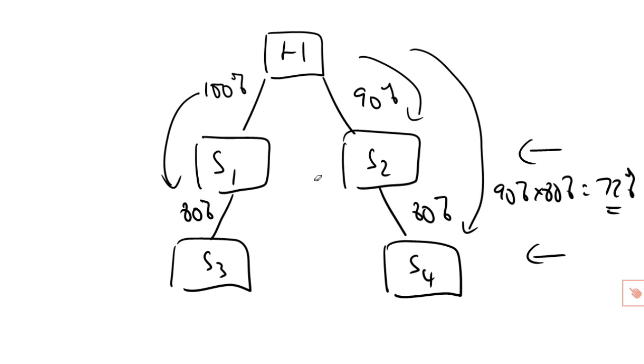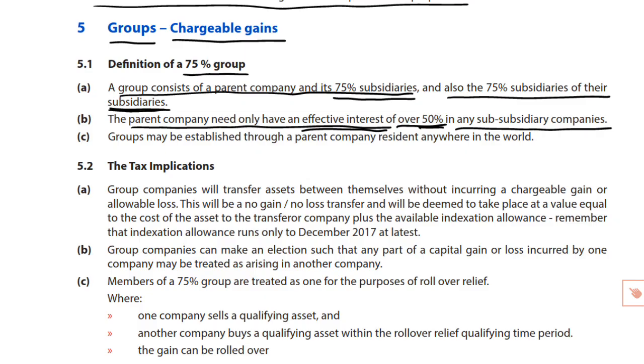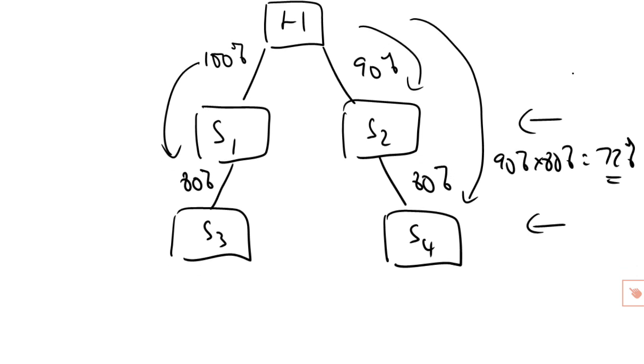What now happens in terms of capital gains? Look at the rules again here. The rule says a group consists of a group company and its 75% subs. But the group parent company need only have an effective interest of over 50% in any sub-subsidiaries. But the direct interest between parent and subs had to be 75, and also the 75% subsidiaries of their subsidiaries. Now read that and interpret it very carefully.